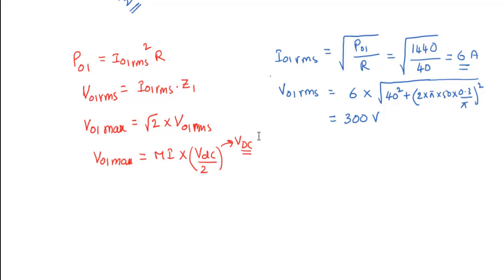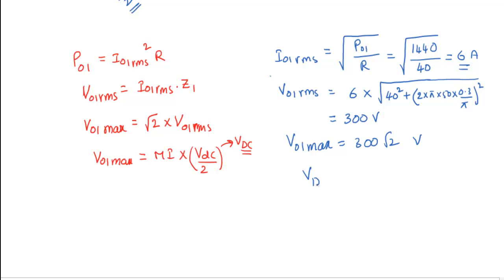Now we need to get the max value. V01 max is 300 into root 2. Leave it like that. Then I'm directly taking VDC from this equation. VDC equals the max value divided by the modulation index, that's 300 into root 2 divided by the modulation index, here 0.8. That gives you 500 root 2 volts. I'm leaving the root 2 because the options are given in this way only. So that's the answer.